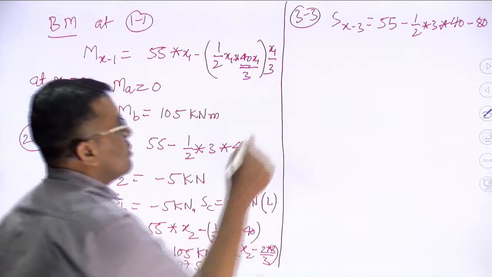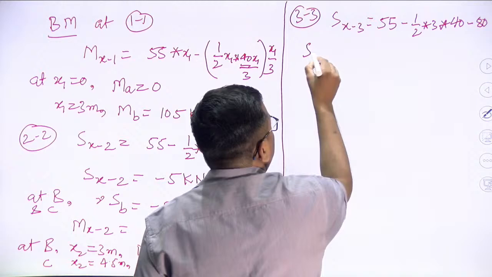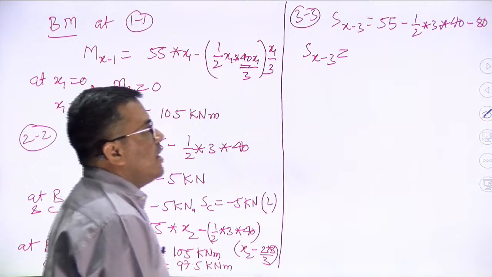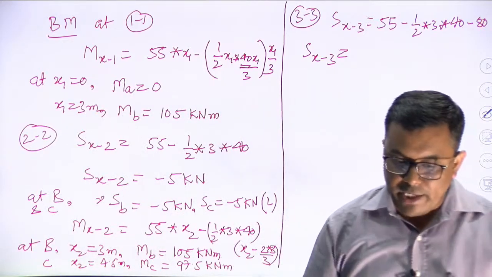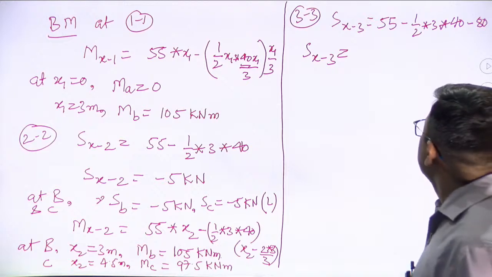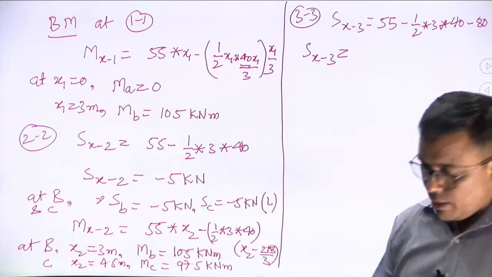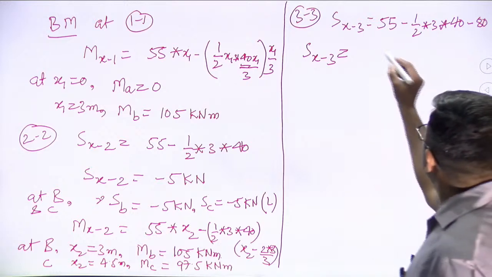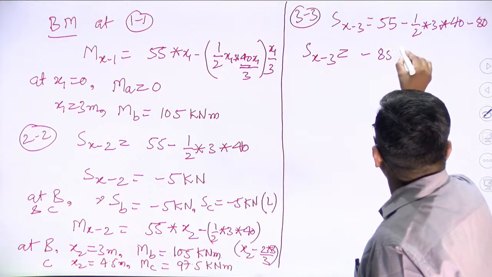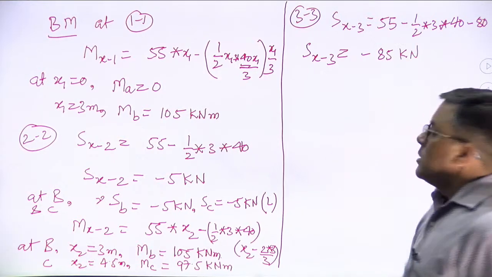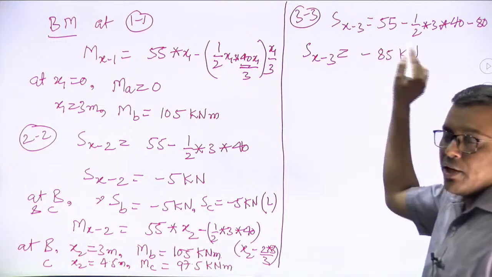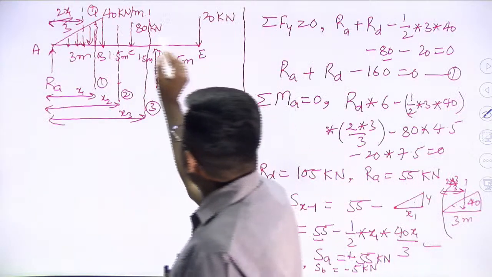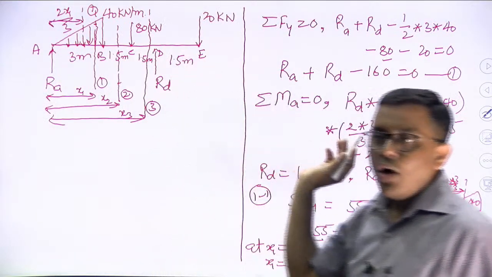How is this equation? At least we can solve it. 60, 80, 140. 140 minus 55, how much is it coming out? Please write the answer. Minus 85 kilonewton. Is this equation depending on x? No. So the shear force between C to D will remain constant.